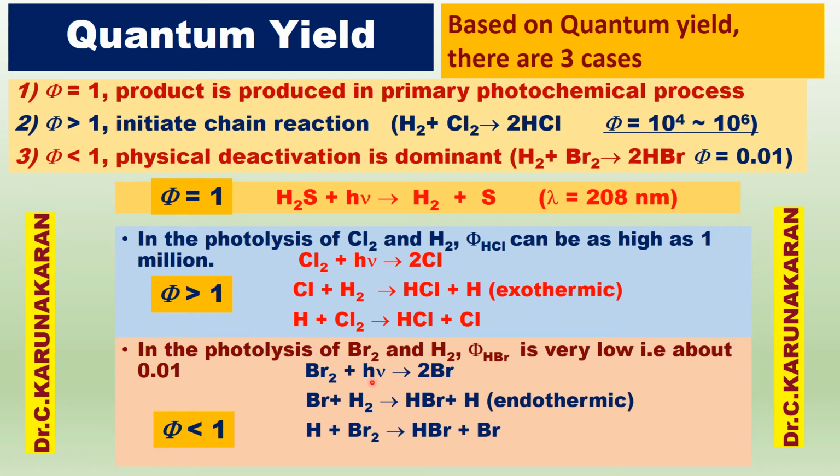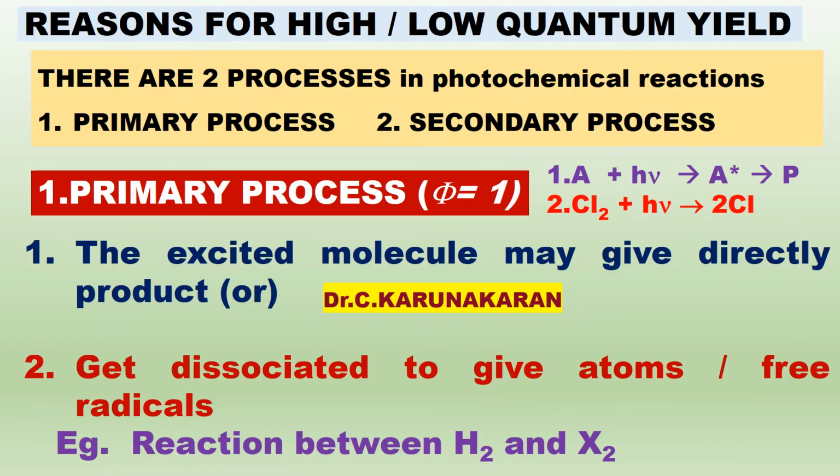And in the photolysis of bromine and hydrogen, the mechanism is similar, but here it is endothermic, therefore physical deactivation of the excited molecule is dominant, majorly taking place. Therefore, phi is less than 1, about 0.01. Now we will see what are the reasons for high quantum yield and low quantum yield.